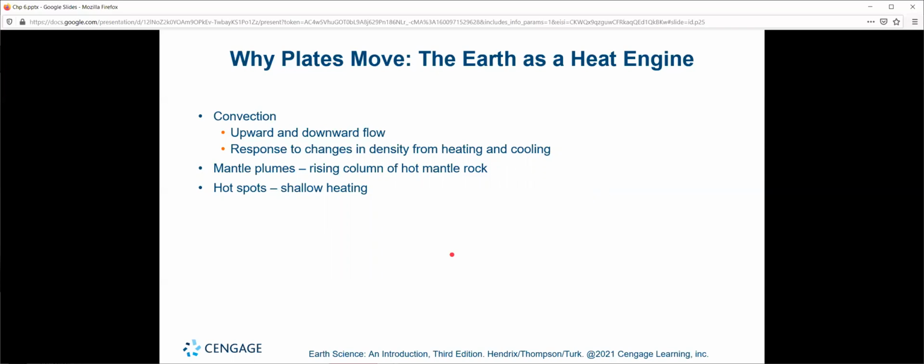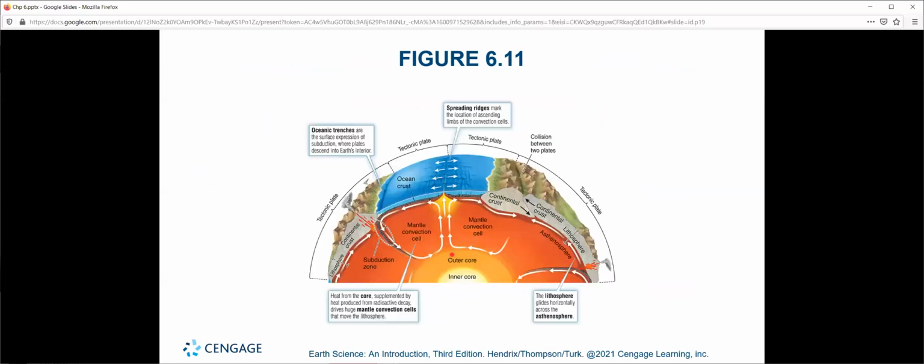Within that, we have what are called mantle plumes. Plume referring to coming up, expanding, right? We had plutonic rock before when we talked about igneous rocks, and this is essentially rising columns of hot mantle rock within the mantle itself. A mantle plume would be this upward motion here.